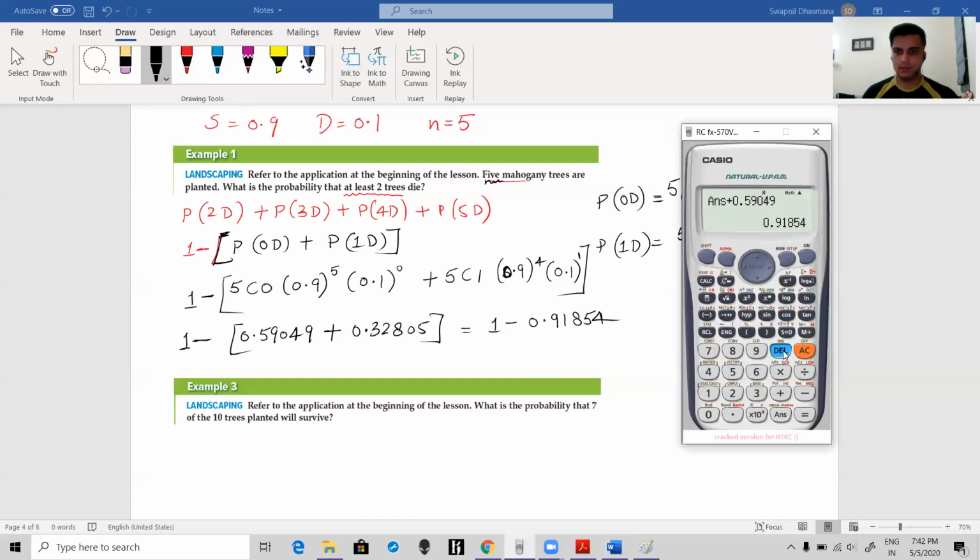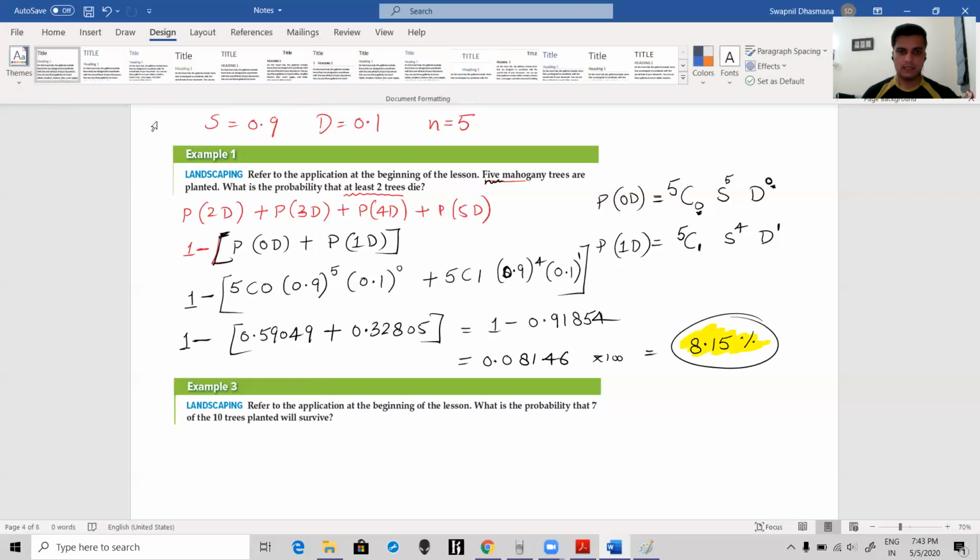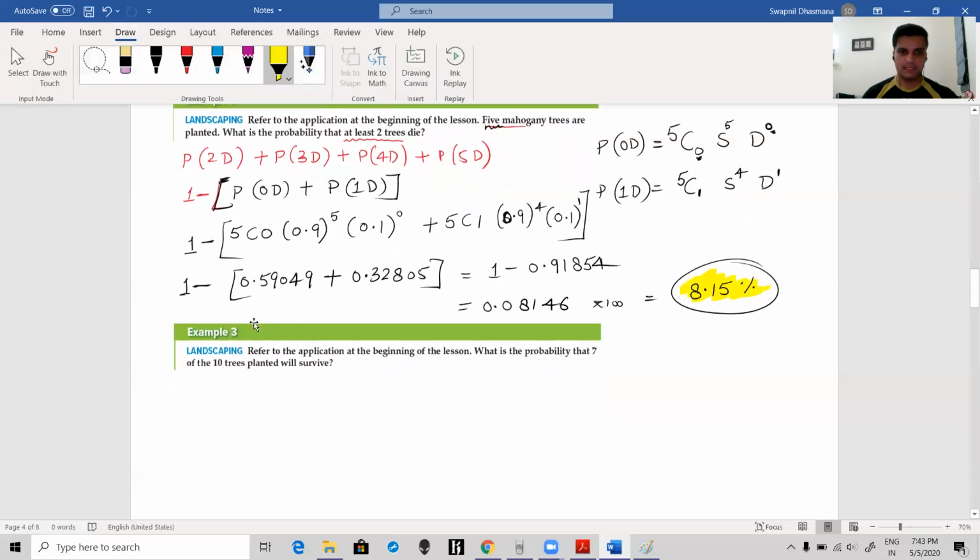So now I can just simply do 1 minus 0.91854, which will give me an answer that is 0.08146. On multiplying this with 100, I will get the percentage, which is 8.15%. So these are the chances that at least 2 trees will die. Now I'll show you the next question, same lines.